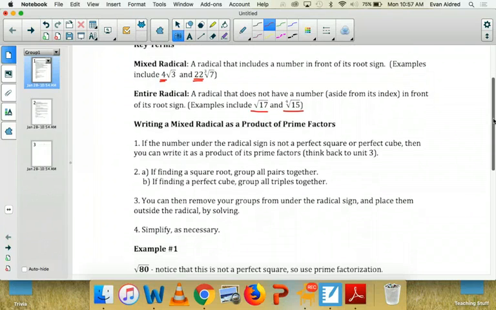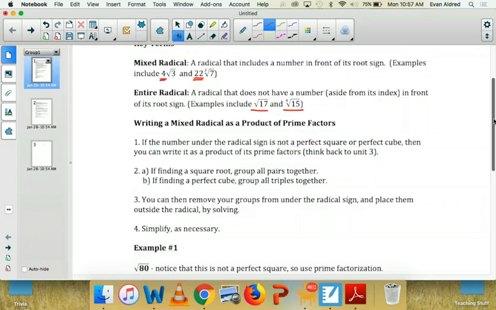What we're going to be doing is taking mixed radicals and writing them as entire radicals, and vice versa. We're going to be taking entire radicals and looking at the steps necessary to write them as a mixed radical. So we can think of mixed radicals almost as a simplified or factored version of an entire radical, and we'll talk more about that as this reference guide moves on.